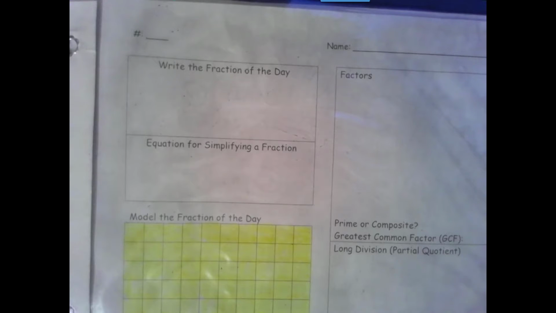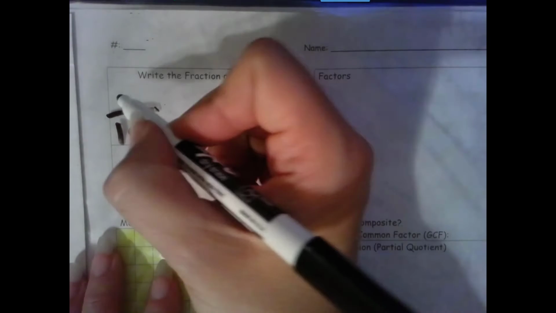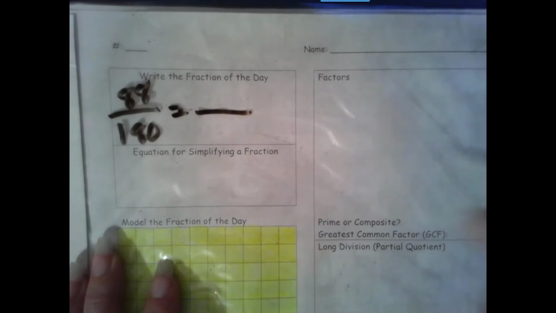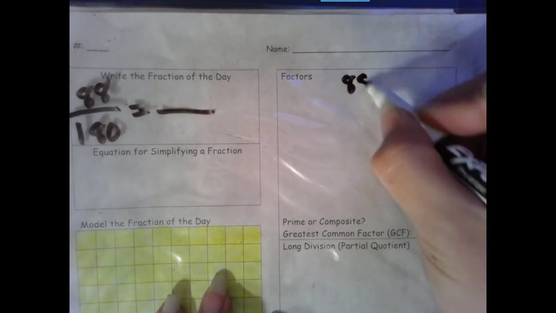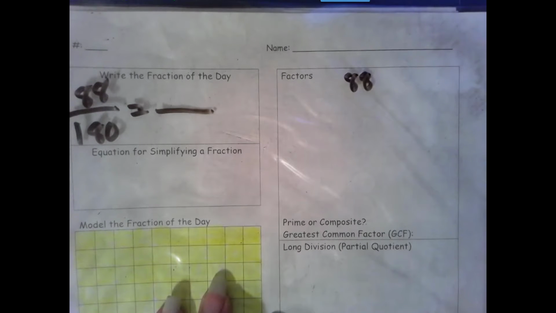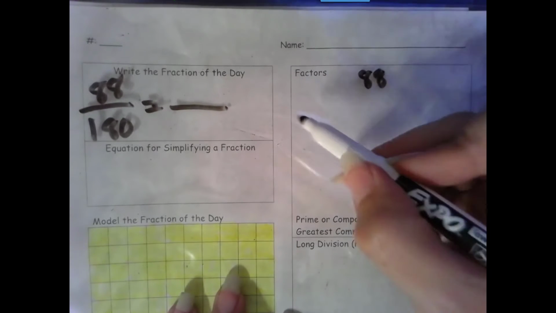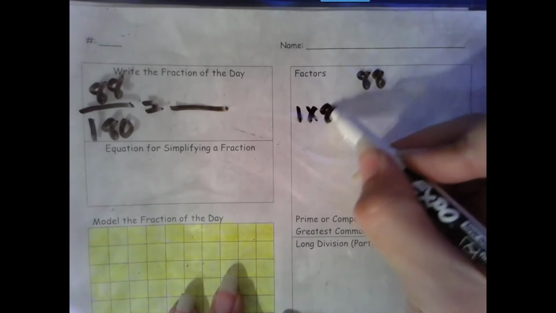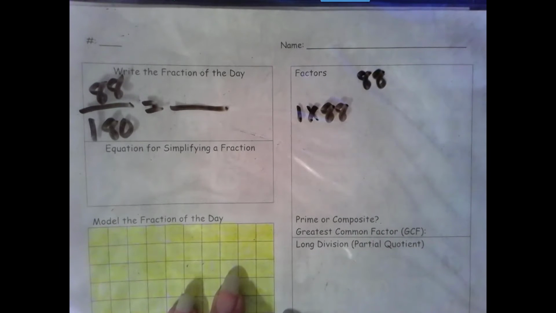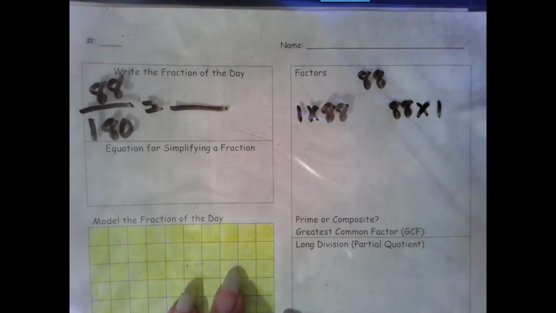Alright, let's go ahead and get down our beginning fraction. We have a total of 180 school days, and we are on day 88. Okay, let's find the factors for our numerator. Two factors we always know are 1 and the number itself. Using the commutative property of multiplication, I can also write it as 88 times 1.